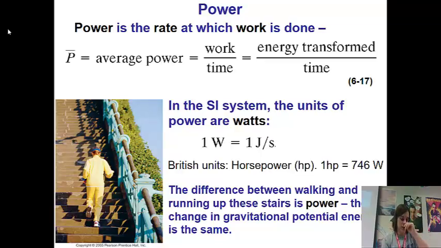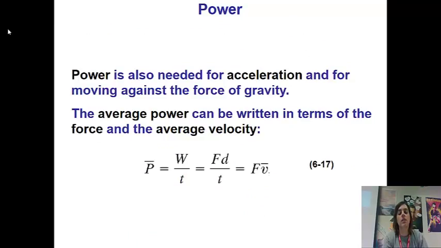Okay? So if you were to walk up the stairs, you're going to do some work. Okay? You're going to work against gravity. All right? Now, what's the difference if I walk up the stairs versus run up the stairs? Well, the difference is power, because the rate at which I'm doing work changes. I do the same amount of work no matter how quickly I climb the stairs, but my power is different. Okay?